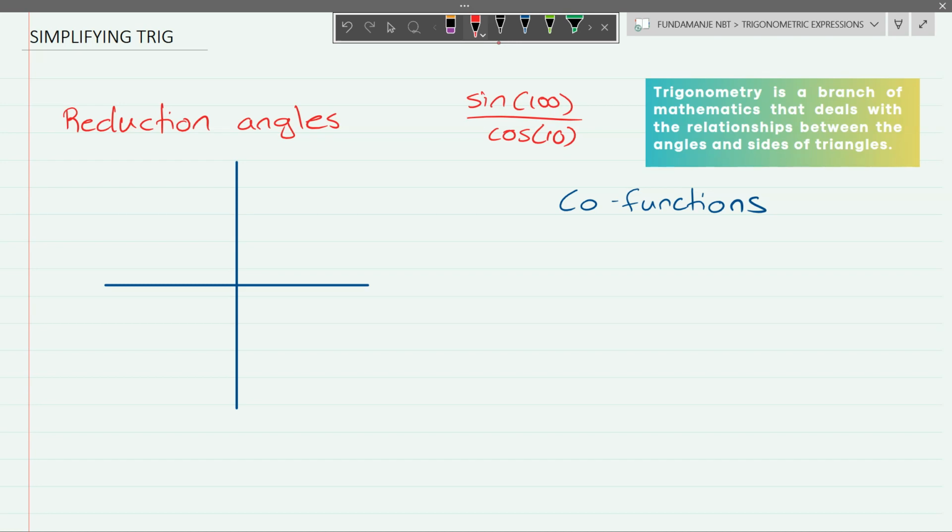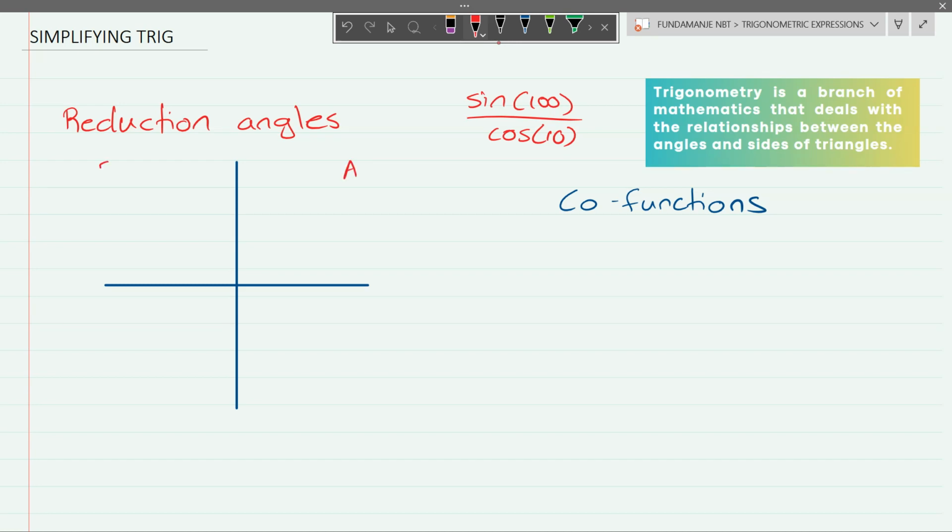At first it seems like these two are unrelated. Maybe you might try dividing the 100 and the 10, but all of that is incorrect. Or maybe you might try converting it to a tan because it's sine over cos, but that too is incorrect. What we have to know in order to solve this is the reduction map, and that reduction map looks like this.